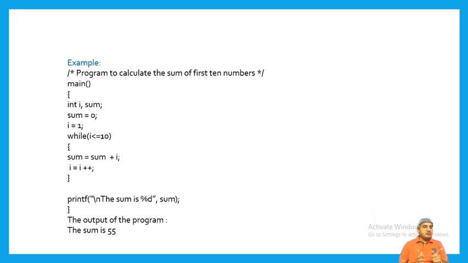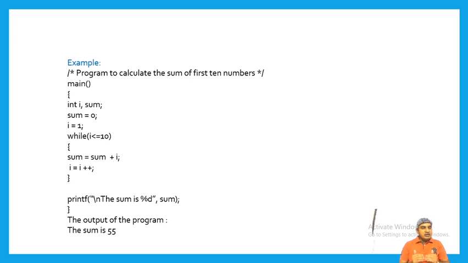Now sum is equal to 0 and i is equal to 1, so 0 plus 1. Now increment i. Now i becomes 2. The execution of the program goes upward again, and again the condition is checked: i is less than or equal to 10.